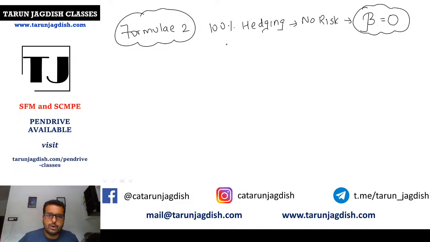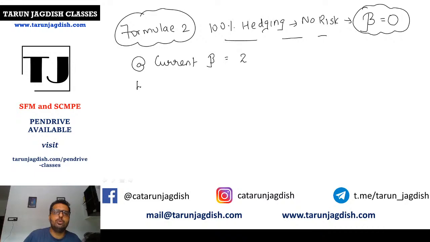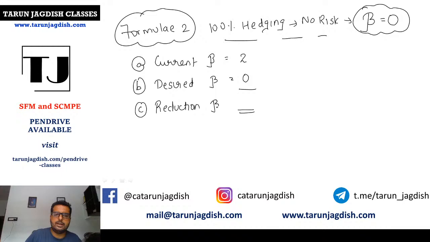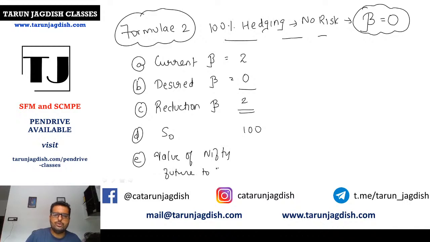The same answer I can find using one more methodology, which goes like this. What is my current beta? Current beta is 2. What is my desired beta? Desired beta is 0. What is the reduction happening in the beta? 2. What is the value in the spot market? 100. So the value of Nifty future to sell will be 200. Can you write down this also in your books now?